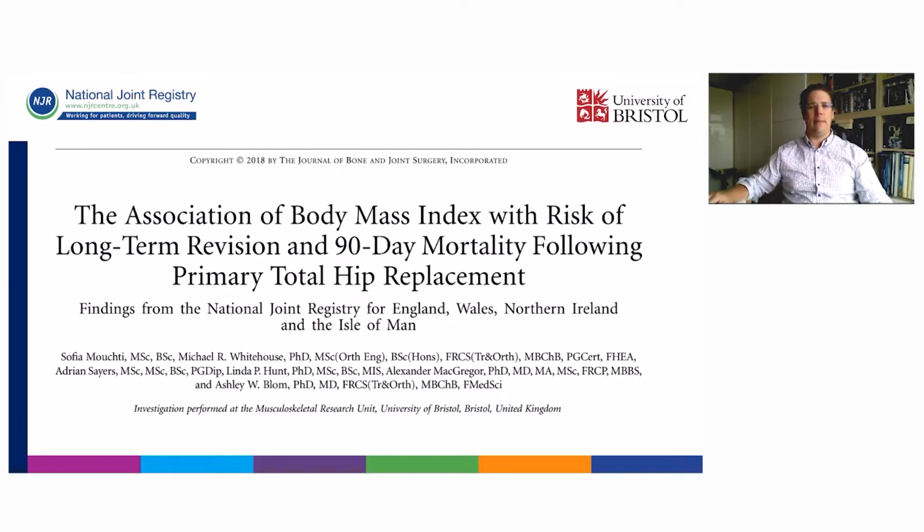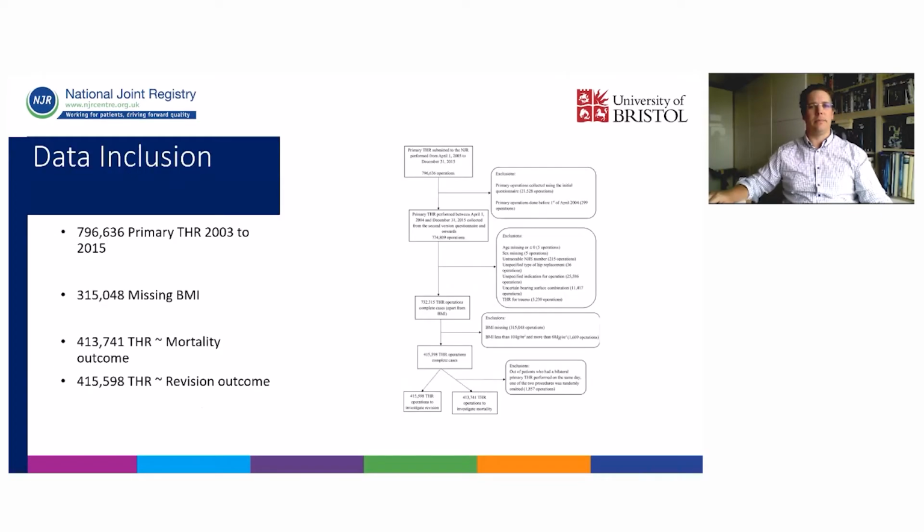Back to the first paper, which focuses on mortality and revision. The flowchart is a little small, but full details are in the paper. Briefly, just shy of 800,000 patients from the initial sample. BMI is historically not well recorded in the NJR, and we lose approximately 300,000 patients without BMI. And our final sample is just over 400,000 for both mortality and revision analyses.